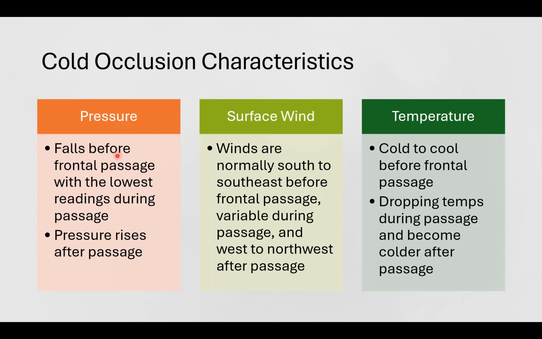The barometric pressure generally falls before the frontal passage, with the lowest readings during the cold occluded front passage. Pressure is going to rise after passage. The surface winds are normally south to southeast before cold occlusion frontal passage, then variable during passage, and then west to northwest after passage. The temperatures will be cold to cool before frontal passage, then falling during passage, and even colder air after the cold occlusion frontal passage. So again, cold occlusion characteristics are very similar to a cold front.